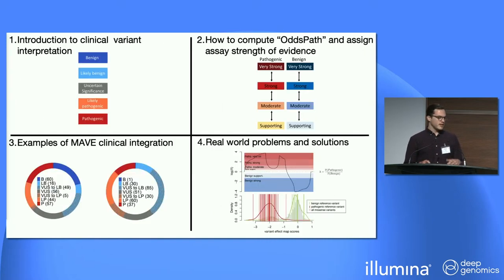So to introduce our workshop today, Jochen and I are going to break this up into four main parts. The first will be a very brief introduction into clinical variant interpretation. In the second part, I'll talk about how we assign the strength of evidence to our functional assays. In the third part, I'll talk about some examples of where we did this with actual clinical variants, where we used multiplexed data to reinterpret variants of uncertain significance. And then finally, Jochen will talk about some problem cases and some proposed solutions, as well as future directions for the use and interpretation of multiplex data.